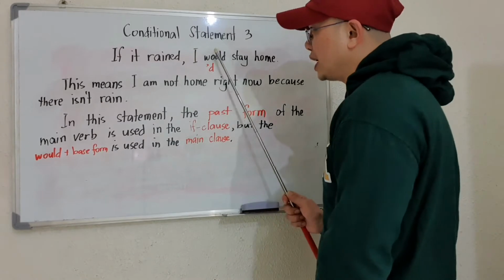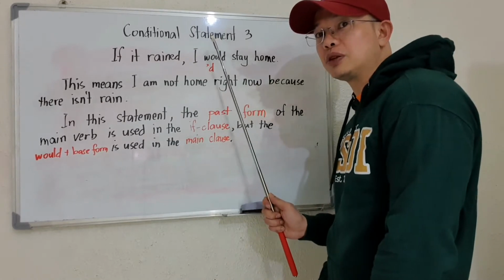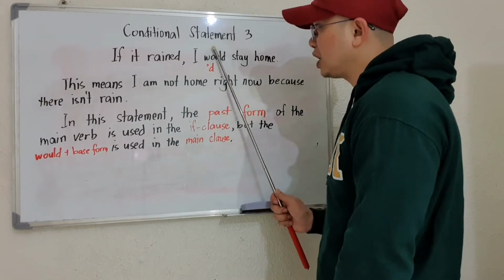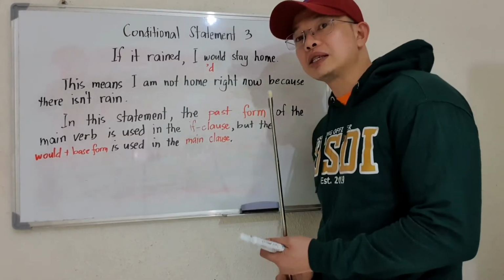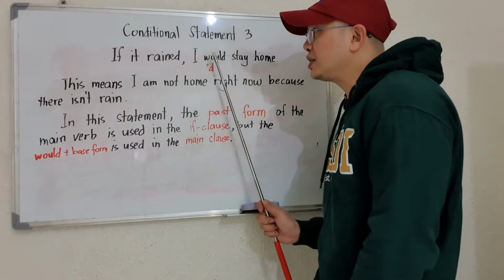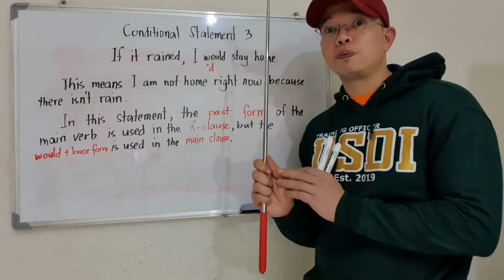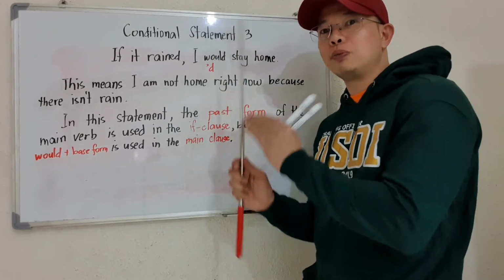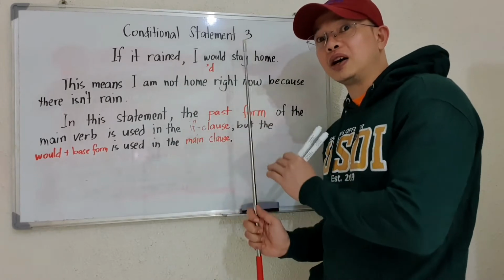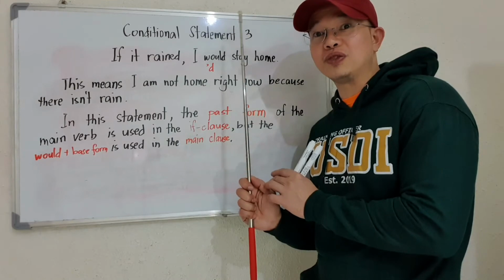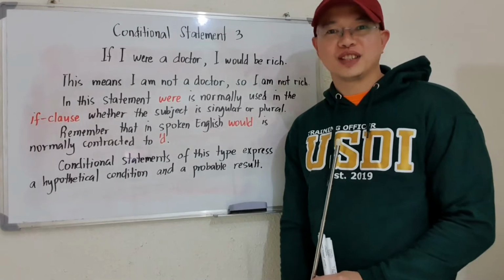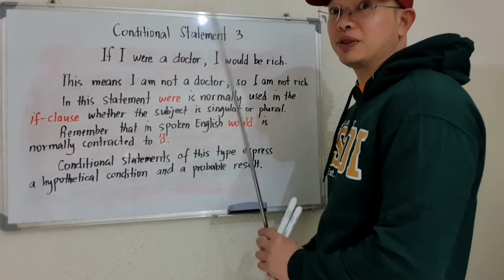Instead of will, if you remember, in conditional statement 2 we use will in here, but in conditional statement 3, we use would. That means past form and would are partners, and then present form and will are partners in conditional statement 2, if you remember. Let's have another example of conditional statement 3.